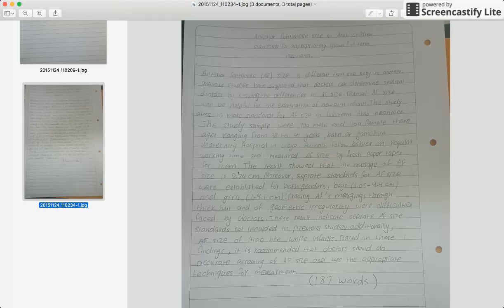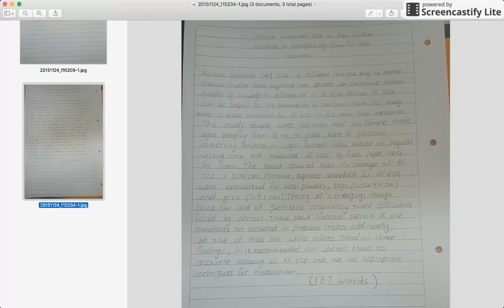Okay, so you have the average size here, but then when you talk about the gender differences, moreover, separate standards for AF size were established for both genders. Boys, okay, you're not talking about, this is the range. That's different than this 2.74 number, you see. So you have the range here. You should have had the average.